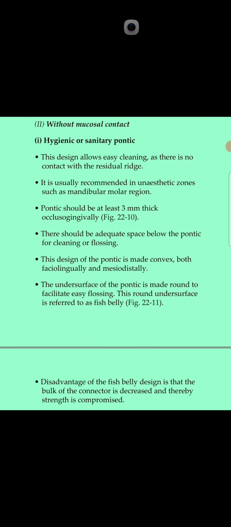First is the hygienic or sanitary pontic. Look at the hygienic or sanitary pontic. This type of design we give in the posterior region, and there is no contact with the mucosa. There is space between the lower border of the pontic and the mucosa. This is a hygienic or sanitary pontic. There will be easy cleaning of the area.